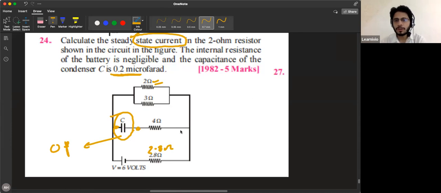See, is this logic clear to everyone? Why did I remove this capacitor? I made it an open circuit. So this arm now looks like this. Just make it an open circuit. It's not a simple series parallel question.